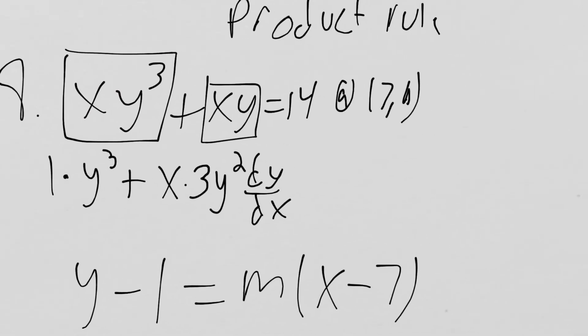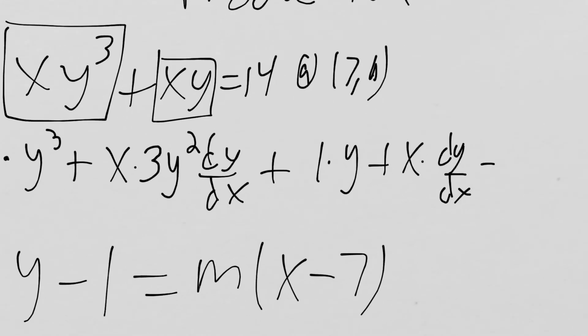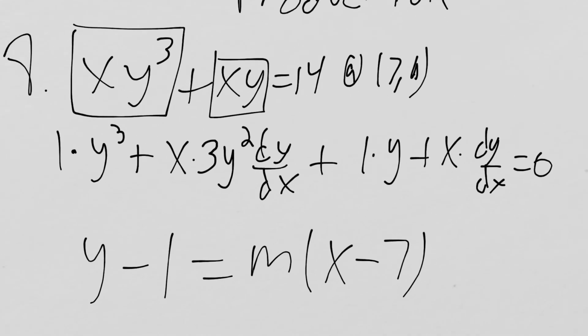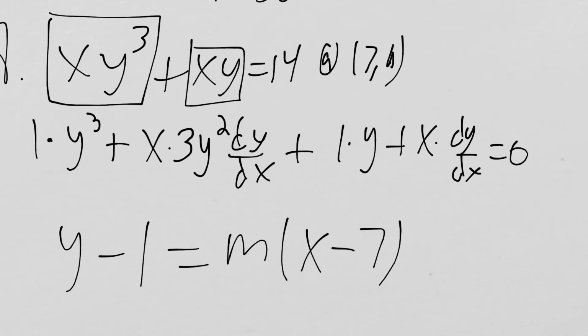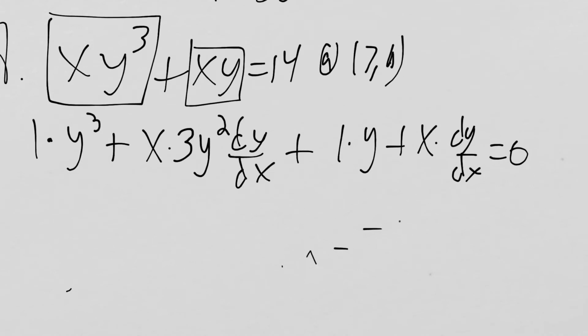Okay, the second piece, the derivative of x is just 1 times leave y alone, plus x times the derivative of y, which is just dy/dx, and then that's all going to be equal to 0. I'll erase this too and just bring it back in at the end so I have more space to keep working here.